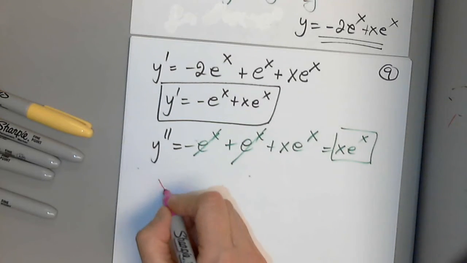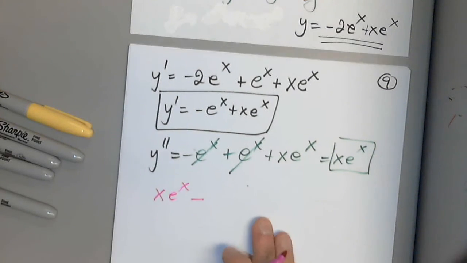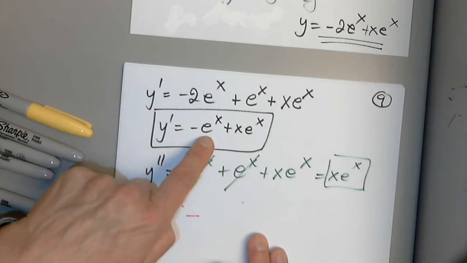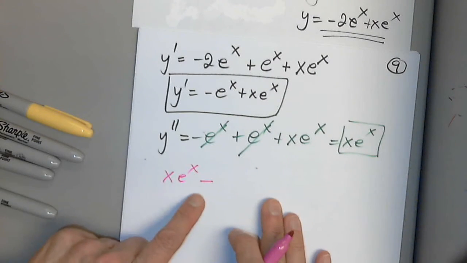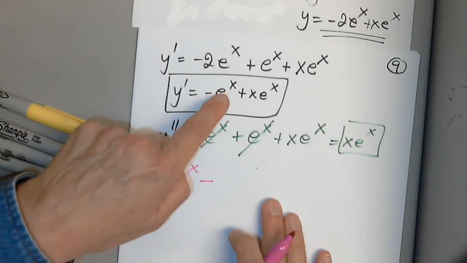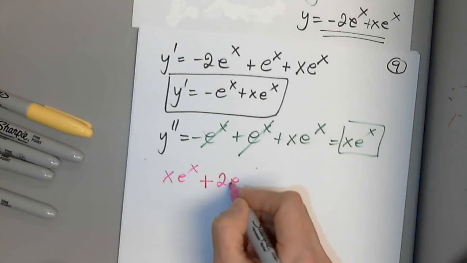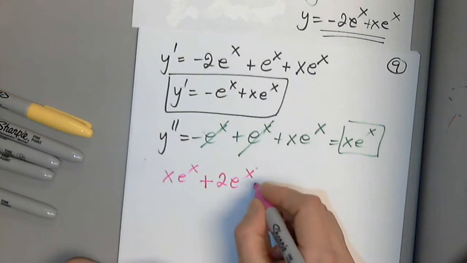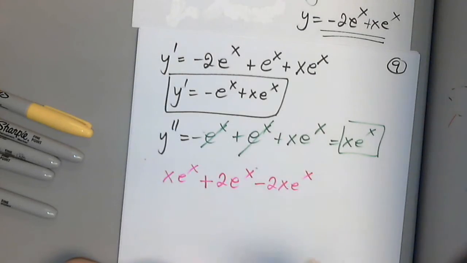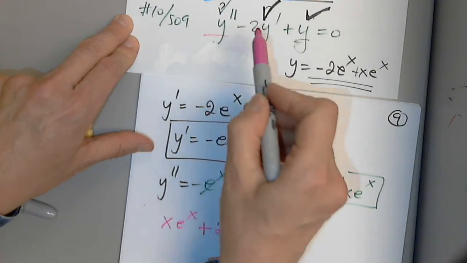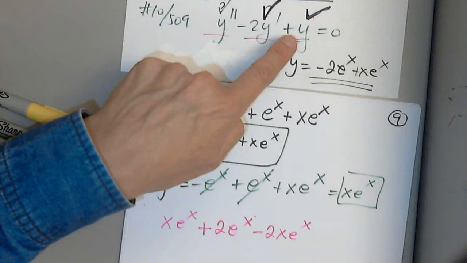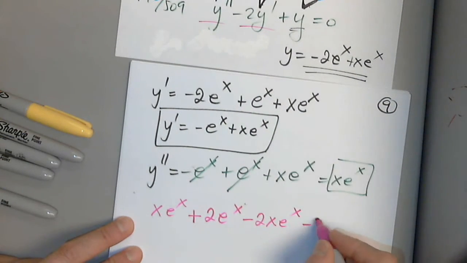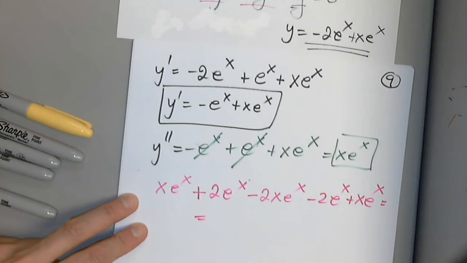So the second derivative, x e to the x, minus. I have to multiply all this by minus 2. Minus 2 times negative e to the x is positive 2 e to the x, minus 2 times x e to the x, minus 2x e to the x. So I put this and this. Now plus y: negative 2 e to the x plus x e to the x.